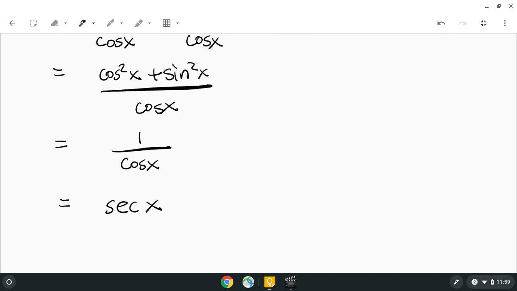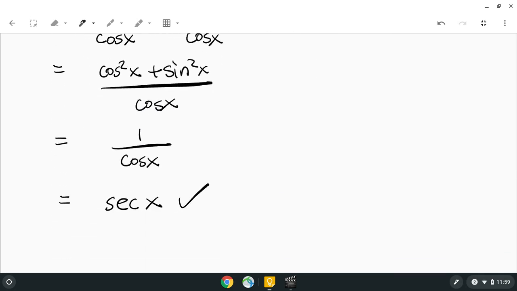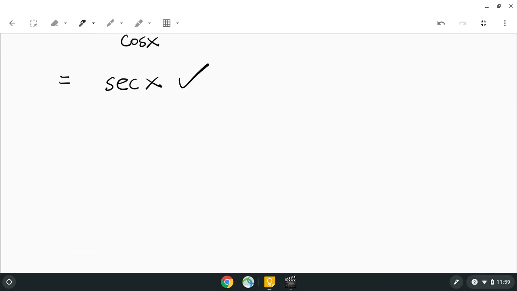And I believe we are done showing that it equals the other side. Let's take a look. Yep, we have to simplify until we get secant x, and we do. So we're done with that one. All right, let's take a look at another one.